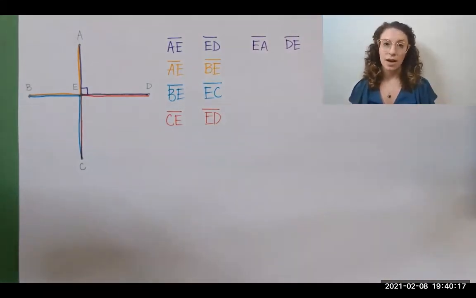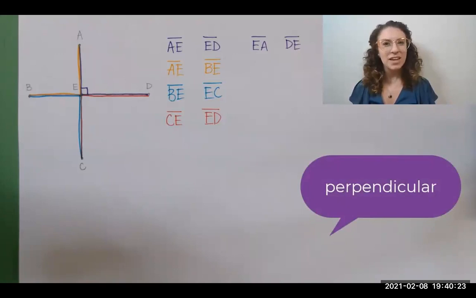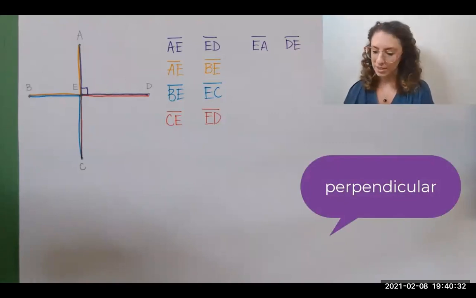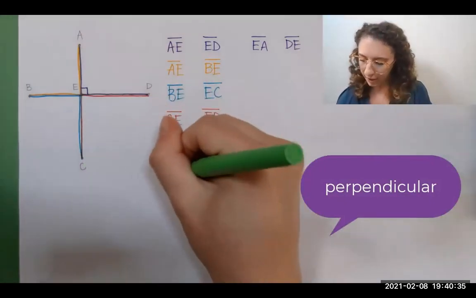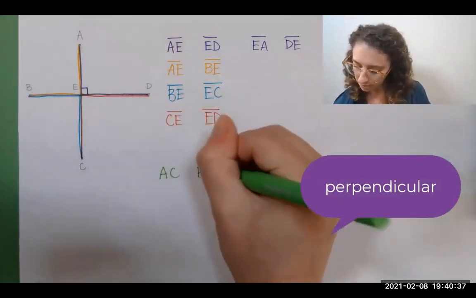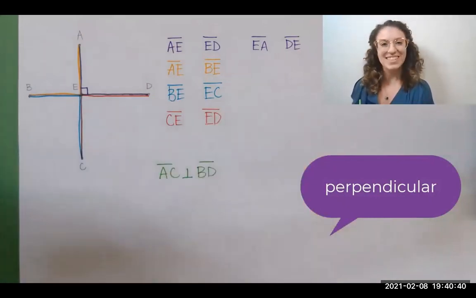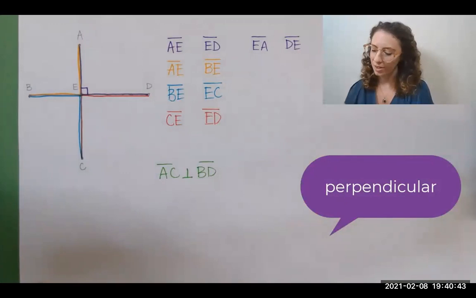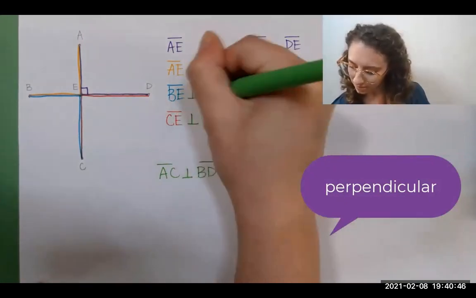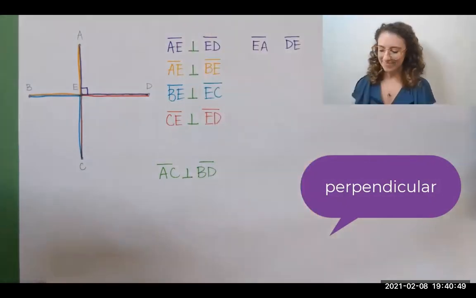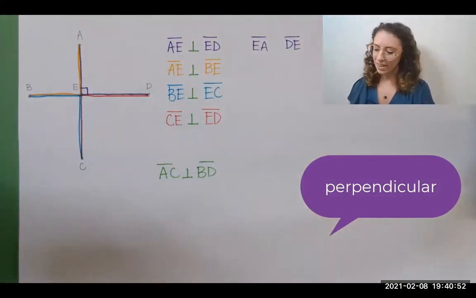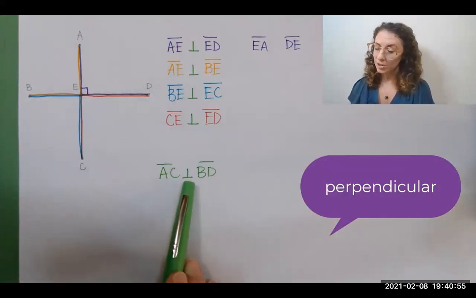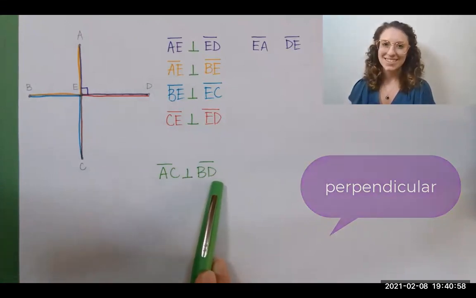Now, we have a special name for these lines that make right angles. Yes, we call them perpendicular. Can you say that after me? Perpendicular. Very nice. So these 2 line segments I drew, AC and BD, are perpendicular. And that's the symbol that we use when lines are perpendicular. Now this says line segment AC is perpendicular to line segment BD.